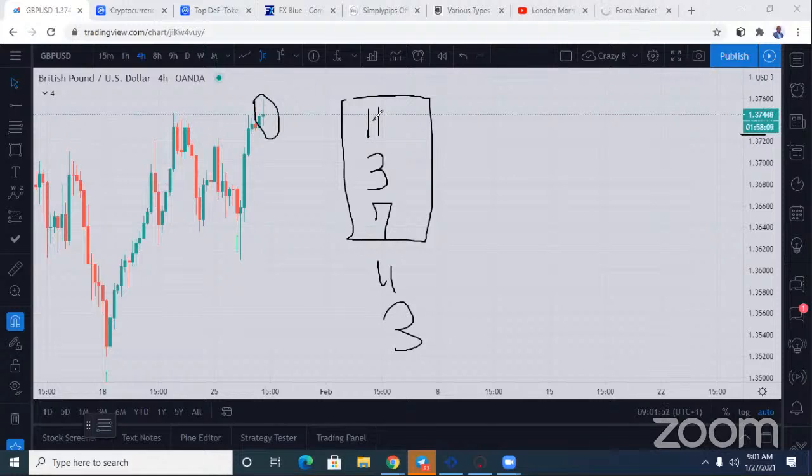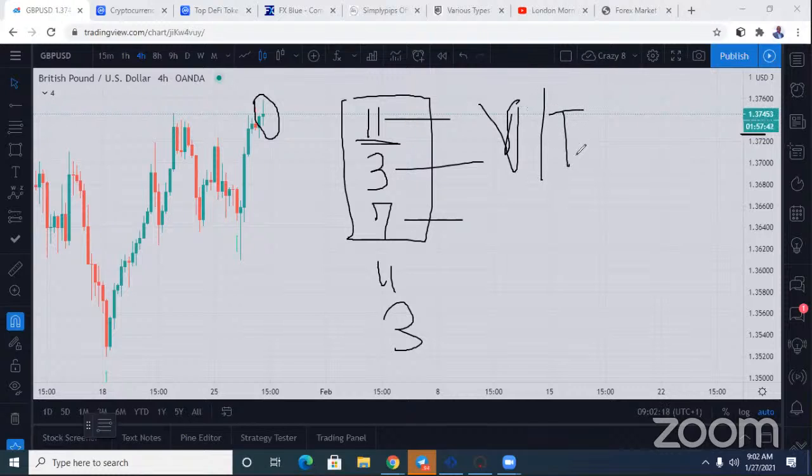These are magic hours. 11, whether AM or PM. 3, whether AM or PM. 7, same thing. So for every 4 hours, we're coming back to check. It's at the close of 4 hours that we can either be validated or invalidated.